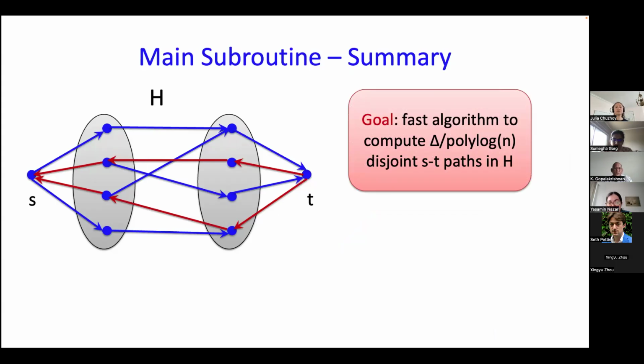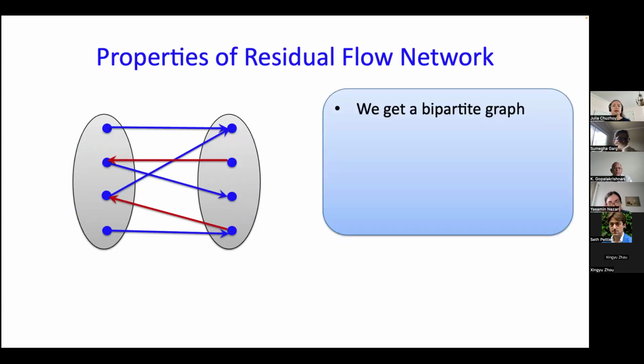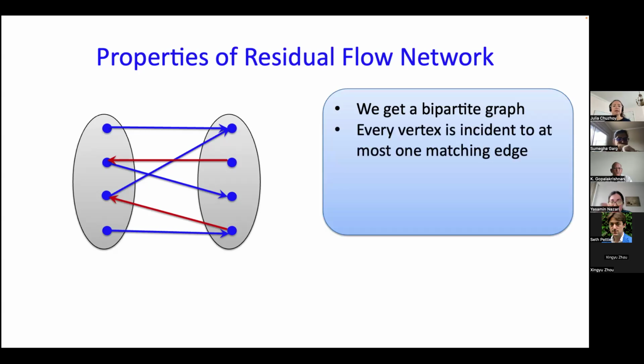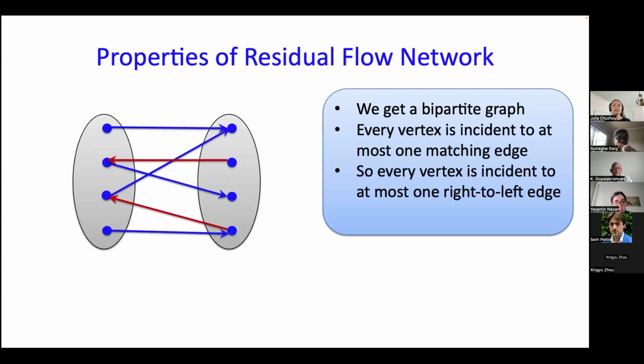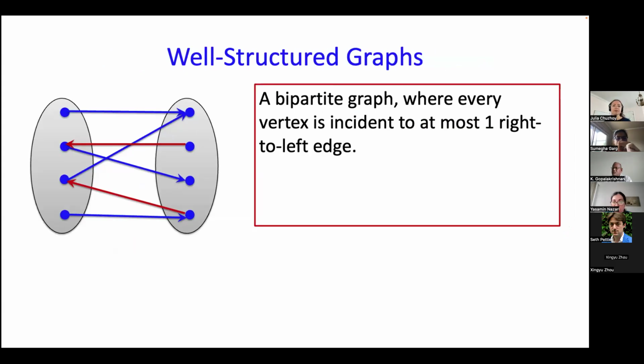Before I continue to how exactly we do this, I just want to mention a few properties of this residual flow network. So let's delete S and T from this graph. And what we get is a bipartite graph. The matching edges are the red edges, and they go from right to left. So obviously, every vertex is incident to at most one right to left edge. The non-matching edges are left to right edges. Graphs that have this special property, we're going to work with them quite a bit, and I'm going to call them well-structured graphs. So what's a well-structured graph? It's a directed graph that's bipartite, and every vertex is incident to at most one right to left edge.